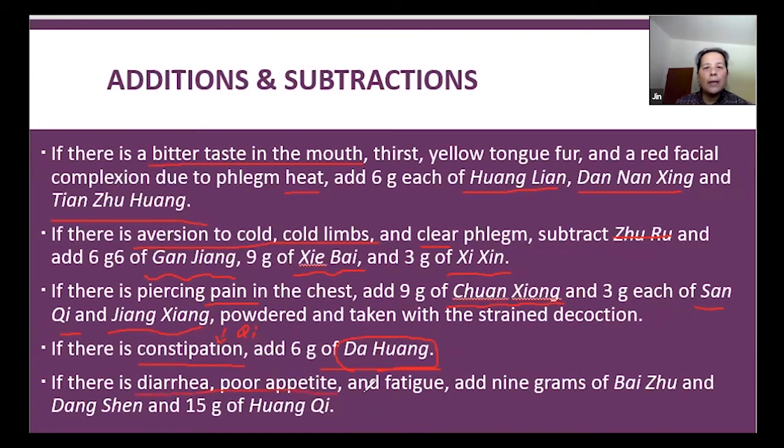Diarrhea, poor appetite, and fatigue generally mean a qi deficiency condition, especially spleen qi deficiency. So we need to tonify spleen qi with 白术, 党参, and 黄芪. So that's modified from there.